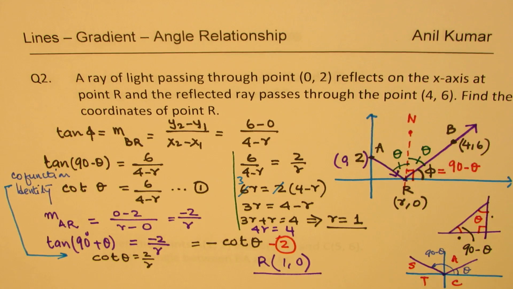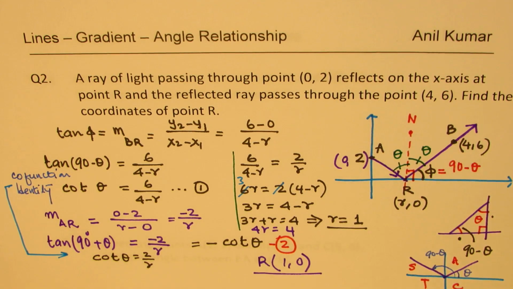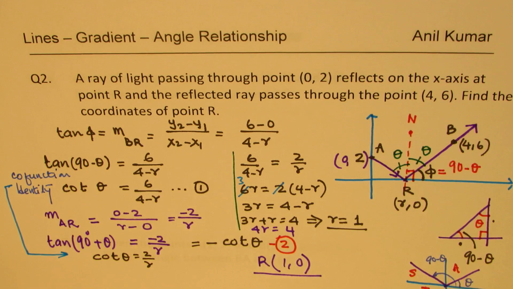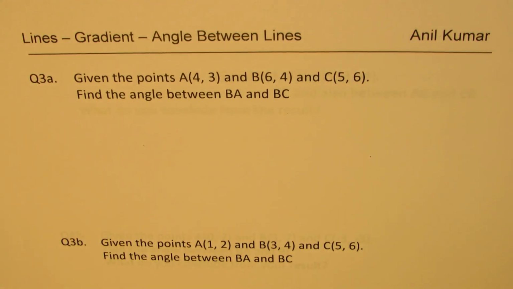So that's a test question for you. Perfect. So with this, we complete our video on understanding how to relate lines with gradients and angle relationships, when we are talking about parallel and perpendicular lines, and also considering reflected lines. Now, here are a few practice questions for you. I would like you to pause the video, copy the question, and solve it.